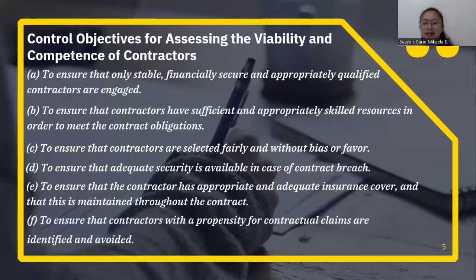F, last is to ensure that contractors with a propensity for contractual claims are identified and avoided. Propensity means a natural tendency to behave in a certain way. We all have propensities, things we tend to do. Contractors must know how to behave appropriately and know that all actions have consequences.